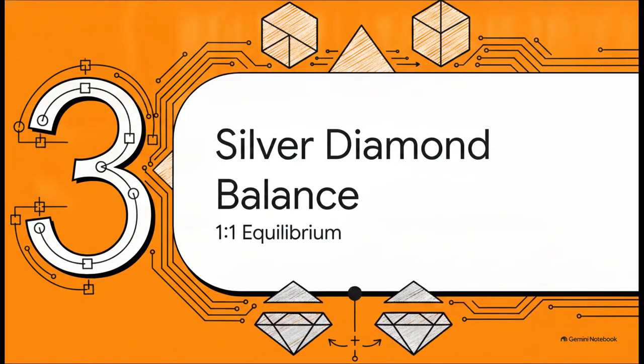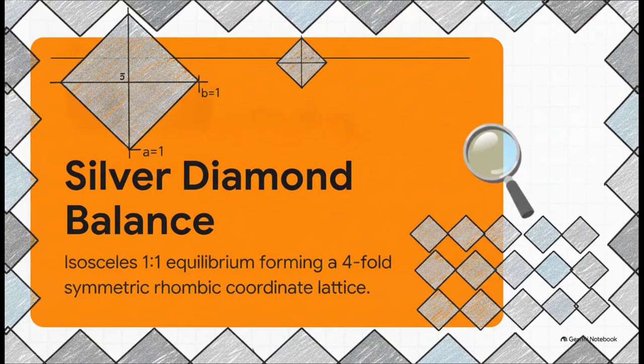Section 3, the silver diamond balance. Now let's see how this geometry gets hardwired directly into the physical circuitry level using a very specific equilibrium. To map this beautifully onto a two-dimensional hardware plane, the researcher introduces the silver diamond balance. Think of this as an isosceles one-to-one equilibrium. The horizontal infrastructure base, our A parameter, is locked at 1, and the vertical governance rise, our B parameter, is also exactly 1. Together they form this highly armored fourfold symmetric rhombic lattice.